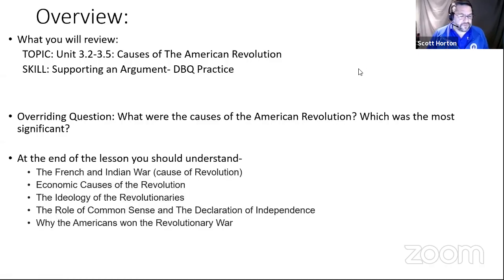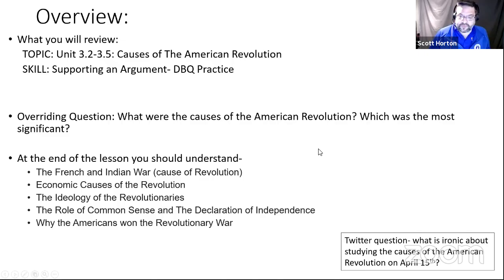And at the end of the revolution, we basically have 5 subtopics today. You can see them listed here at the bottom: French and Indian War, economic causes of the revolution, the ideology, the beliefs of the revolutionaries, the role of 2 important documents there from the 2 Toms, Thomas Paine and Thomas Jefferson, of course, and then why the Americans won the Revolutionary War.